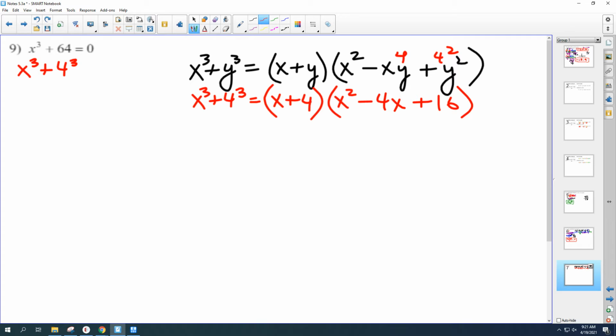Three solutions. One of them should be easy for you. What's the first solution? Negative 4, right? Negative 4 makes that thing 0. Don't forget, we're looking at what makes this equal 0. To find the zeros, to find the solutions. All right? The other part, though, for the other part, we're going to use that quadratic formula. And I'm fine if you want to use the website. The coefficients are 1, negative 4, and 16.